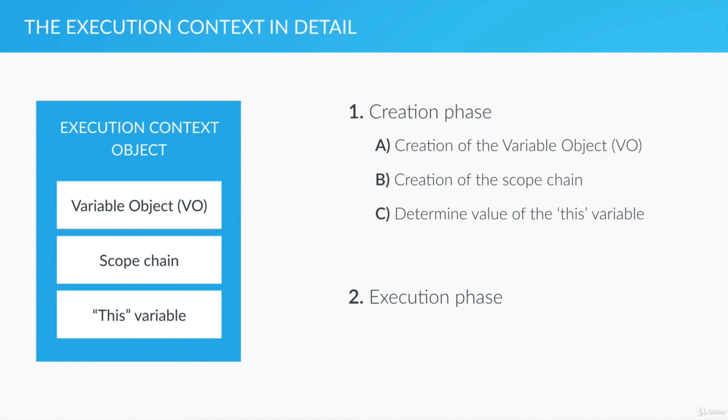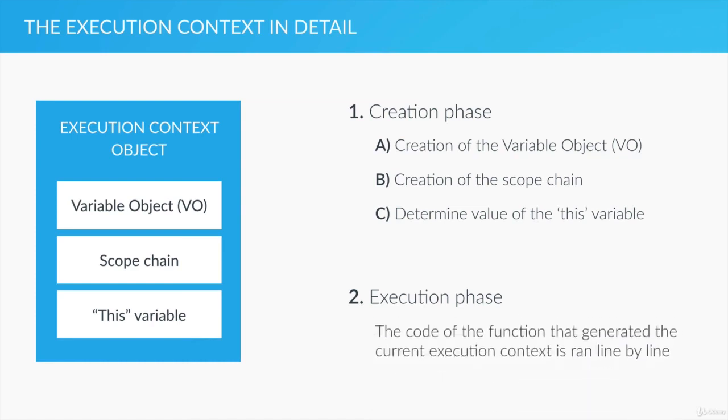Then in the execution phase, the code in the function that generated the current execution context is run line by line, and all the variables are defined. If it's a global context, then it's a global code that is executed. So let's now look at the creation of the variable object in the creation phase.